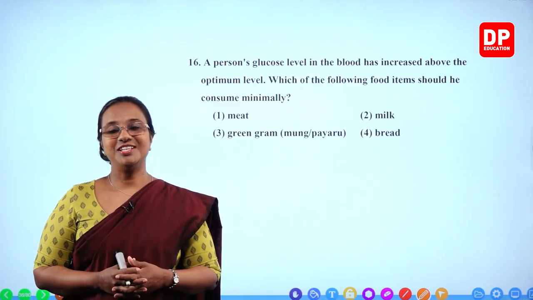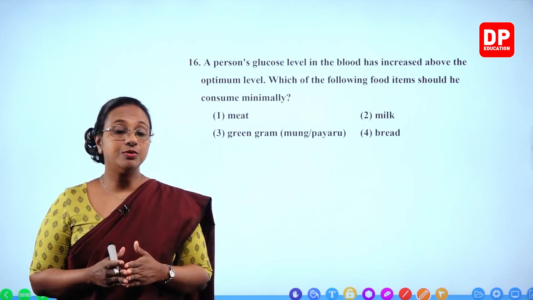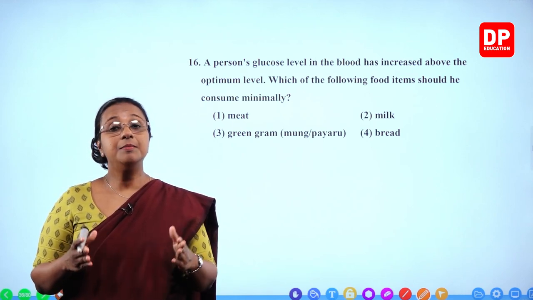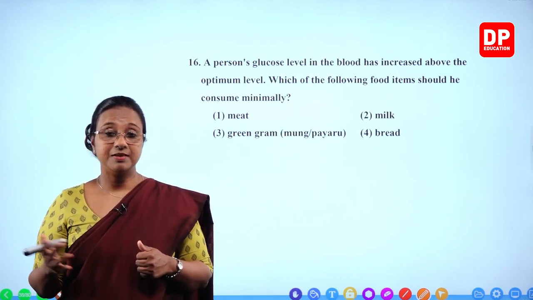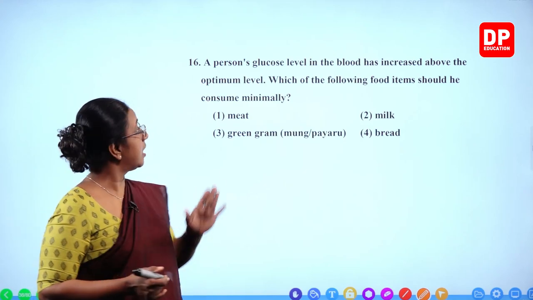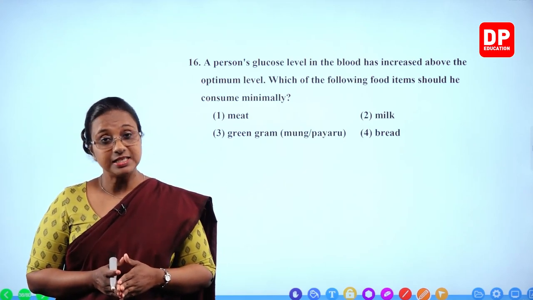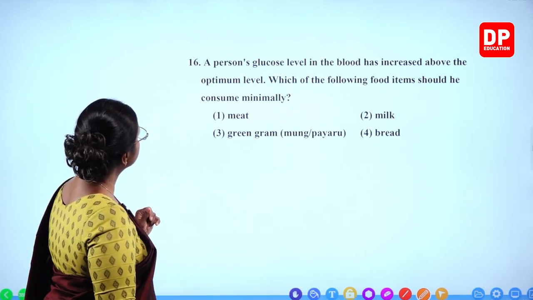Hello, my dear students. Today also, I'm going to discuss with you all the GCE O-Level 2020 paper. I started off the paper 1 in the previous chapter. So, we discussed the first 15 questions there. Now, I'm going to start from the 16th question. So, here, question number 16.